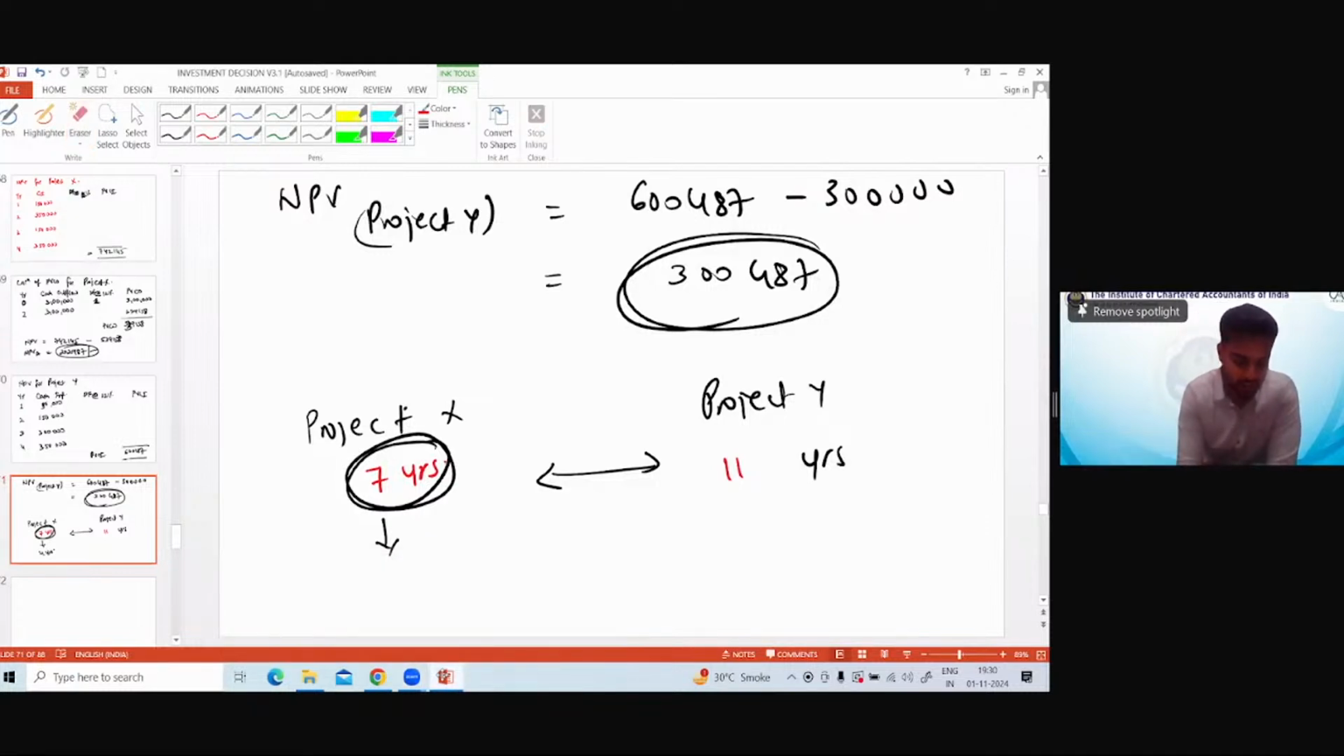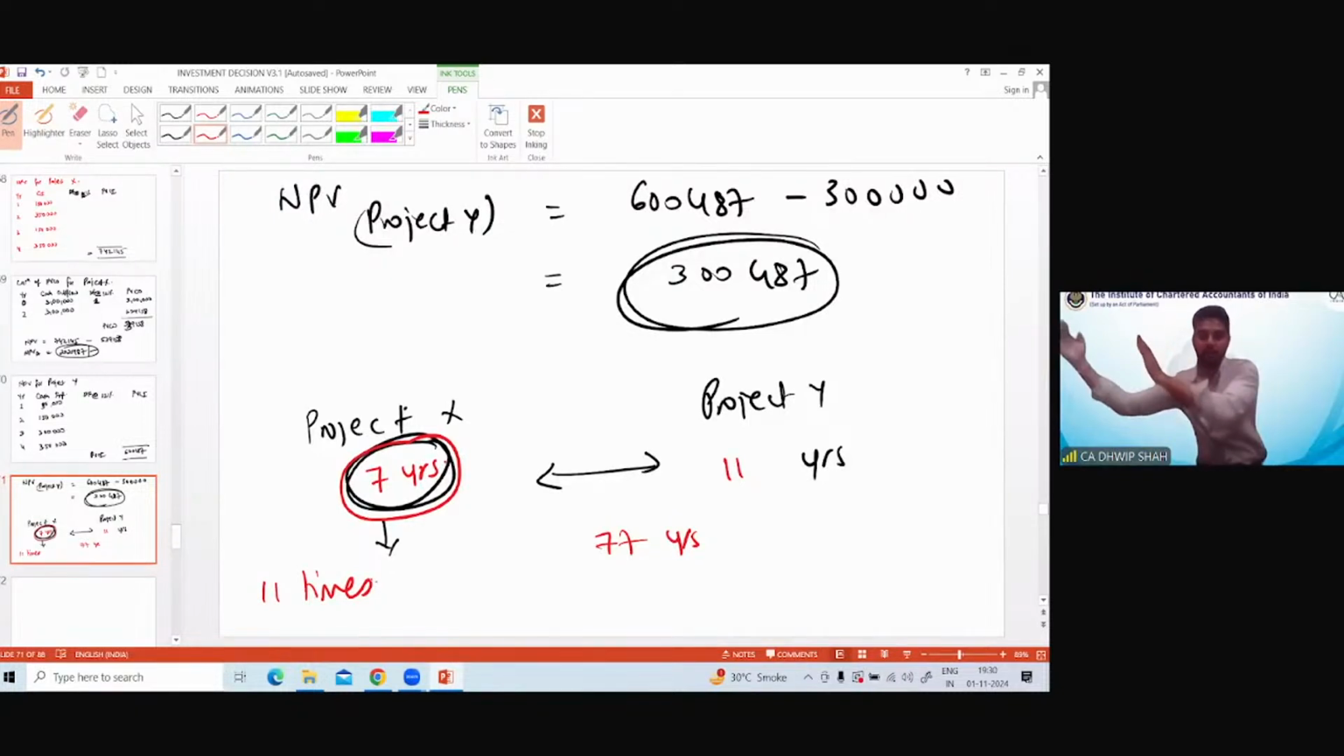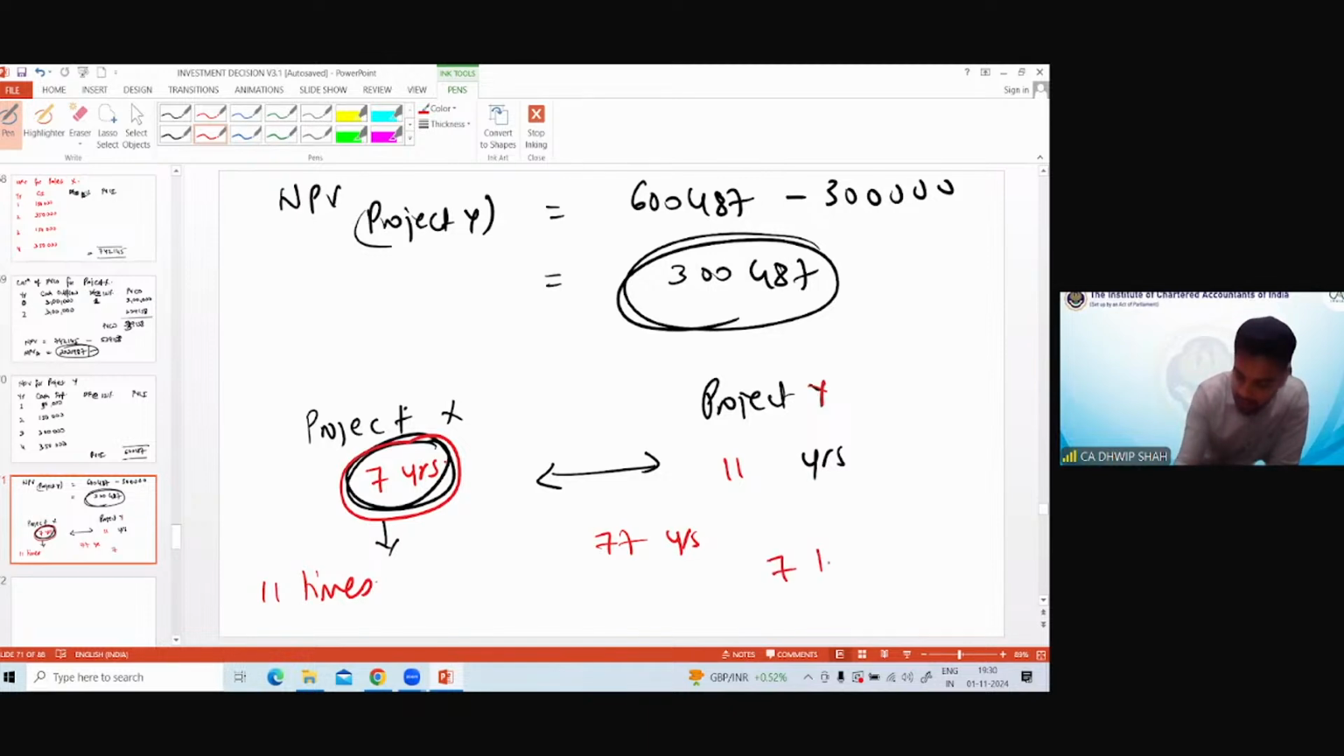So in that case, we need to use LCM. And LCM here, the common multiple would be 77 years. It means undertake this project X 11 times. Undertake this project X for 7 years 11 times means 7 years completed, again repeat 7 years, again repeat 7 years. This process you need to undertake 11 times. And for project Y, which has a life of 11 years, you need to undertake the entire project 7 times. The common multiple is 77 years.